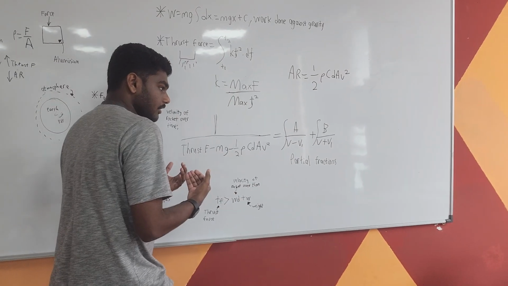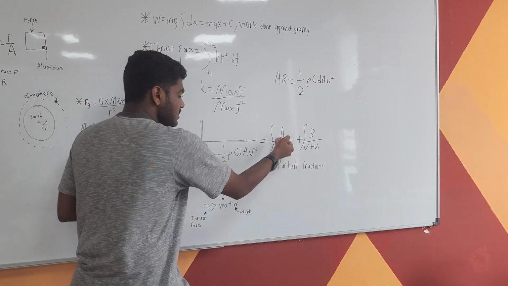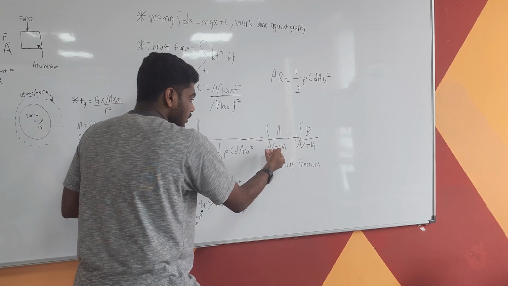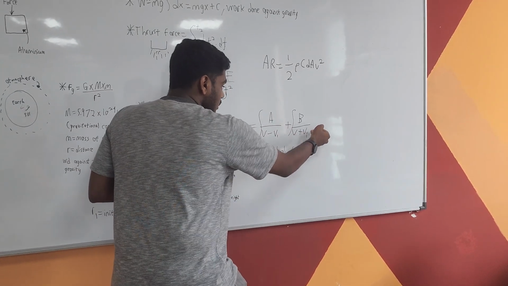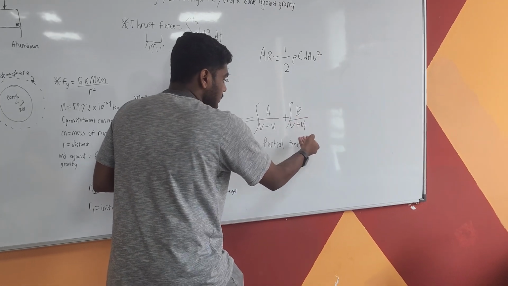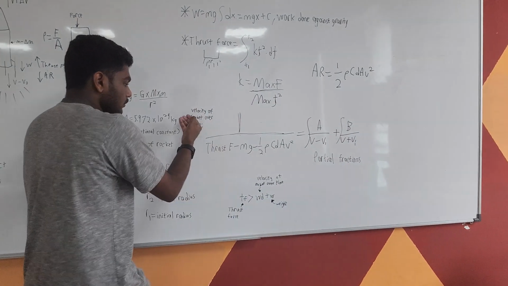To further simplify this entire equation, partial fractions are used, in which case it will be A over final velocity minus initial velocity plus B over final velocity plus initial velocity, and we would have to integrate this in order to find the velocity of the rocket over time.